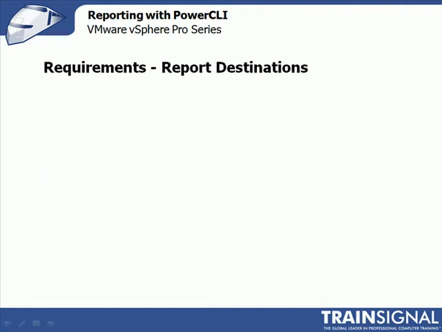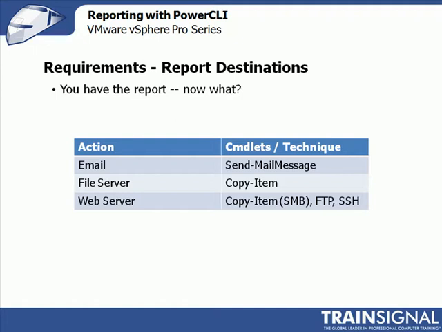Another aspect of reporting requirements is the report destination. You have a report on your hard drive. Now what? It's important to think about what happens next so that you can, of course, automate it. Let's talk about a few report destinations and some techniques that you might want to use to automate the delivery. I have an ever so fancy table here to show you email, file server, and web server. These are some sample destinations that you might use with some of your reports.